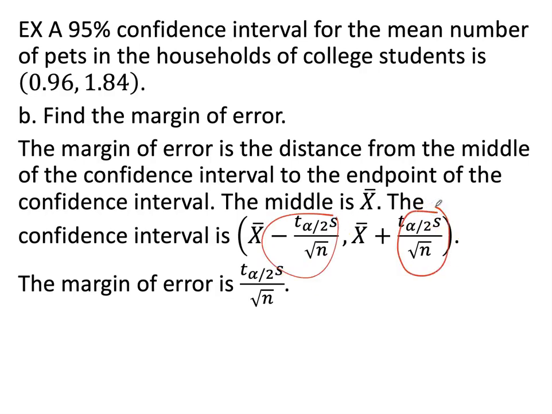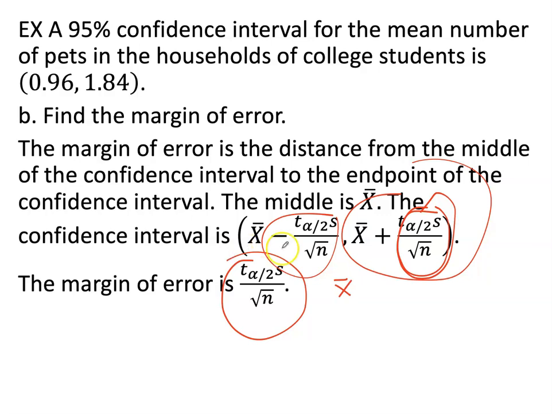So the distance from the middle of the confidence interval, namely x bar, to the endpoints of the confidence interval: well, if x bar is in the middle, and this is an endpoint, x bar plus t sub alpha over 2 s over square root n, that means the distance between those must be t sub alpha over 2 s over square root n. So the margin of error is t sub alpha over 2 s over square root n. And that's also going to be the distance from x bar to x bar minus t sub alpha over 2 s over square root n.